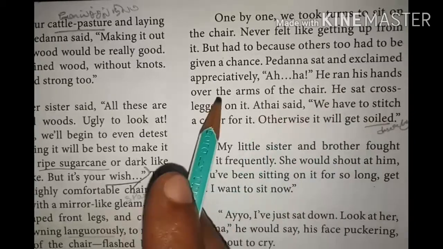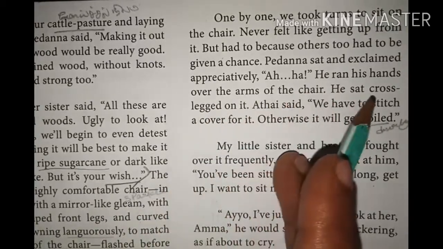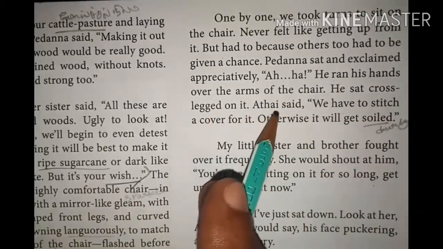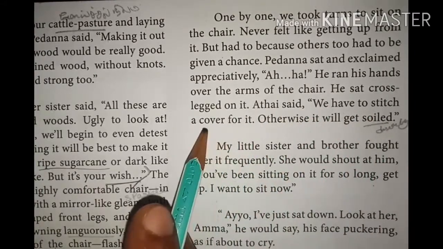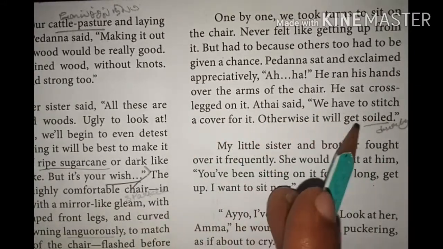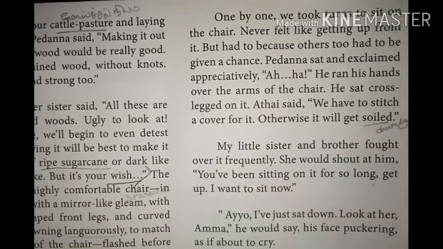He ran his hands over the arms of the chair. He sat cross-legged on it. Attai said, "We have to stitch a cover for it, otherwise it will get soiled." Okay.